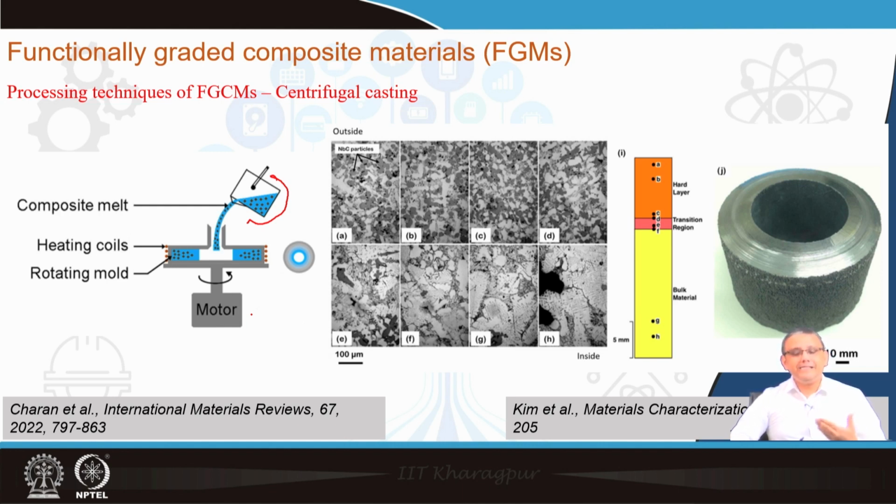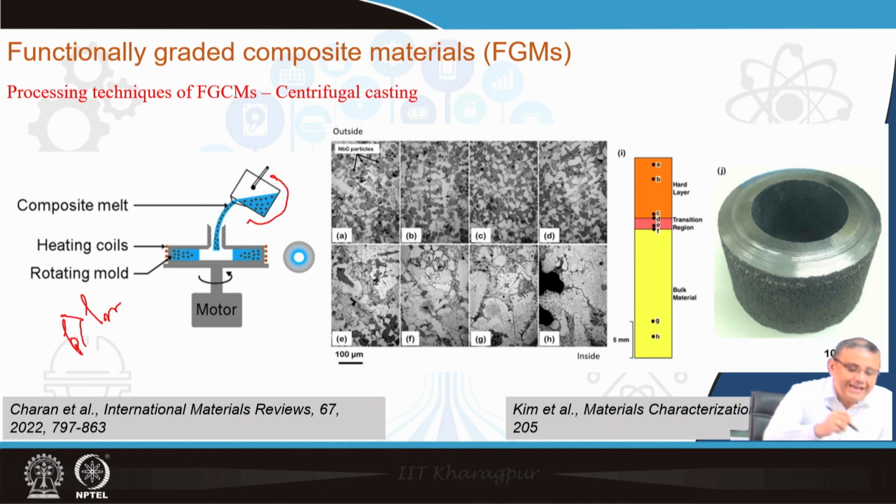If we have two parameters, the density of the ceramic particles, rho p, and the density of the metallic melt, rho m, then if rho p is higher than rho m, that means the particle density is higher than the melt density, the particles will be deposited towards the outer surface, and the inner surface will have fewer particles. So the outer surface will have a high amount of ceramic particles and the inner surface a low amount, and this way a gradation of the ceramic particle distribution is automatically obtained.